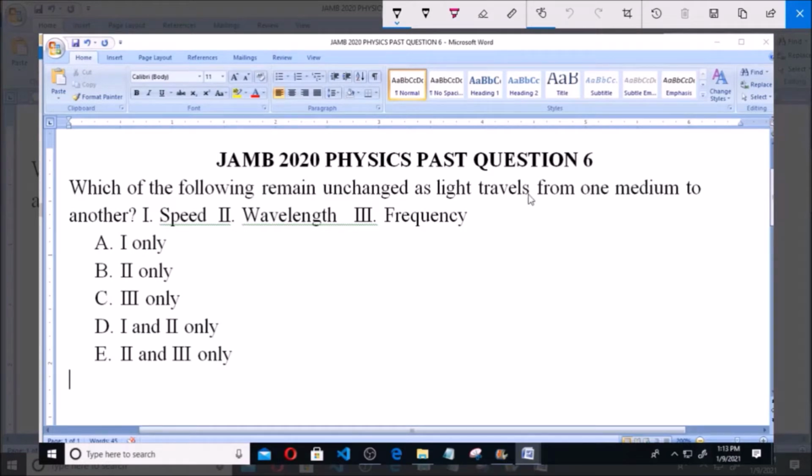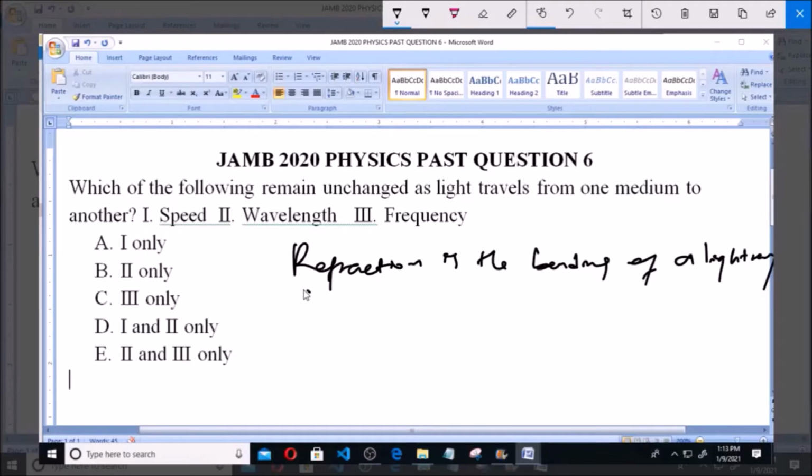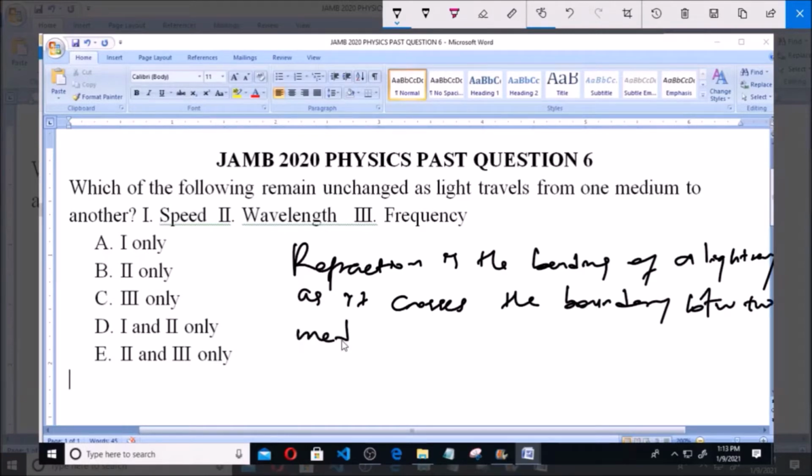When light travels from one medium to another, there are certain changes we see, and these changes are associated with what we call refraction. Now refraction is the bending of a light ray as it crosses the boundary between two media. This media is the plural of medium, it is between two mediums of different densities. For example, when light travels from air to glass or from air to water.